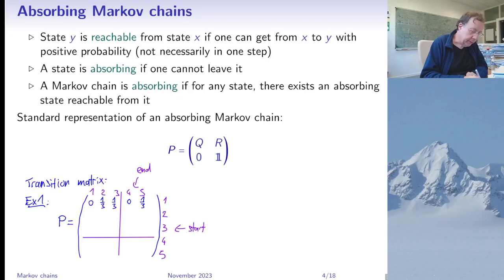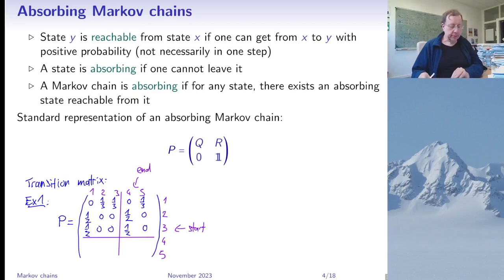So from room 2, I can go to room 1. I can't go to room 2 or 3, and I can also go to room 4, that's where the cheese is. And actually I have exactly the same thing happening if I start from room number 3.